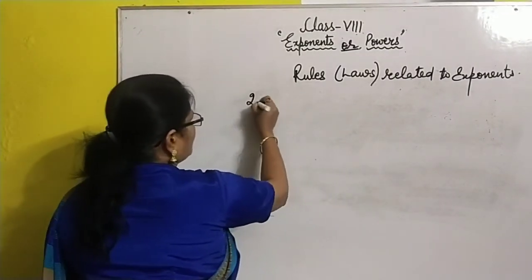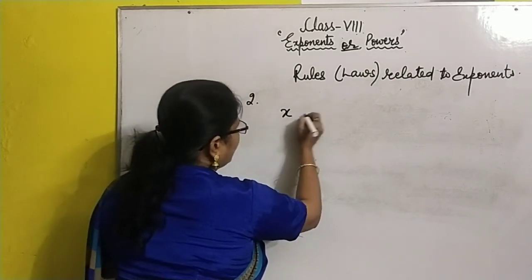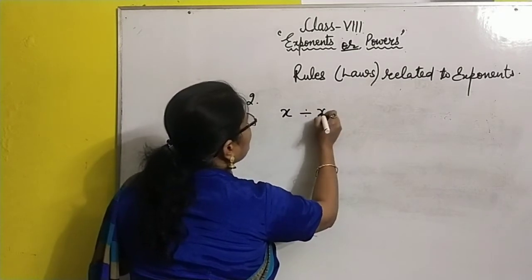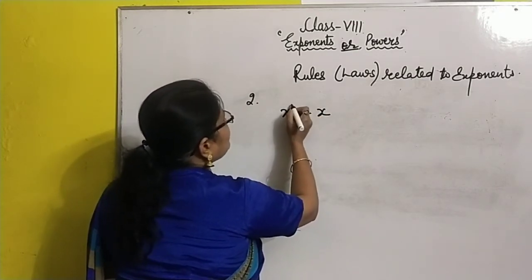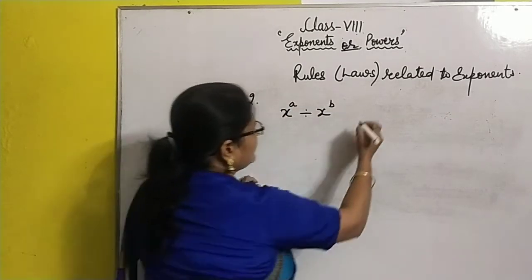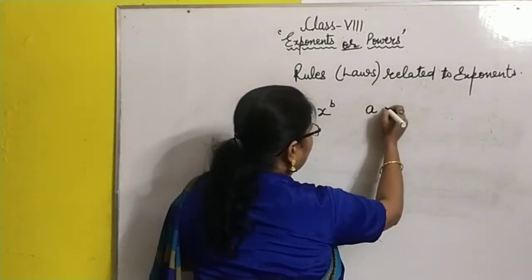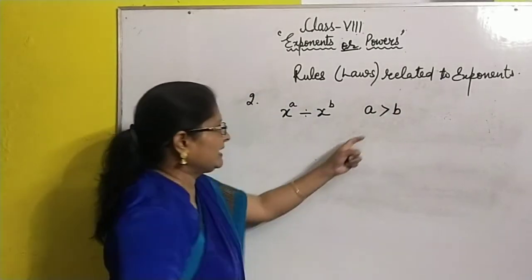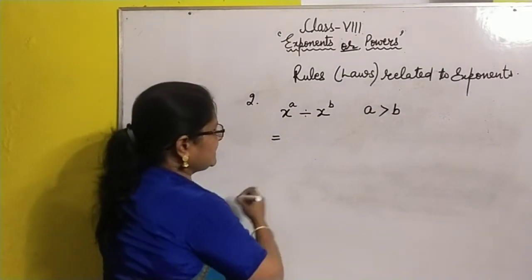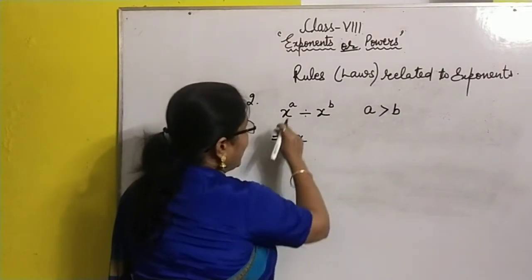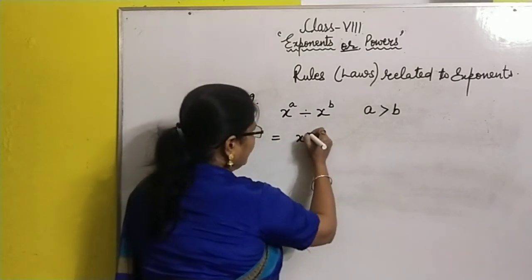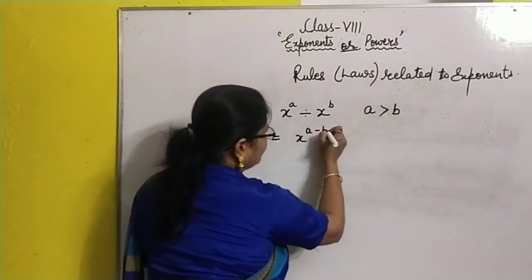the bases are same, but in between the powers there is a sign of division. Okay, and the powers are different, like here A and here B. You can understand that A should be greater than B. So what will be in the next step? You will write x, and the powers will be subtracted actually. You will write x raised to the power A minus B.